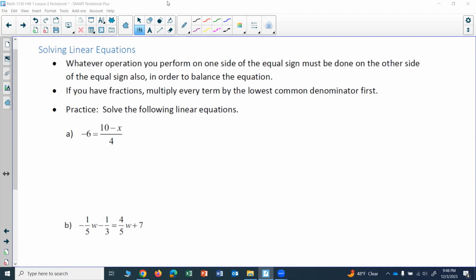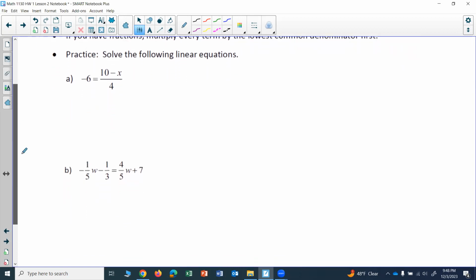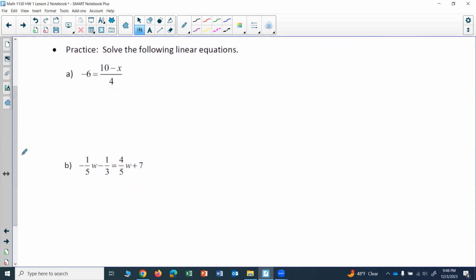If you have fractions, multiply every term by the lowest common denominator first, and that will clear your fractions and make it a slightly easier problem to solve. So let's go ahead and do a couple examples.